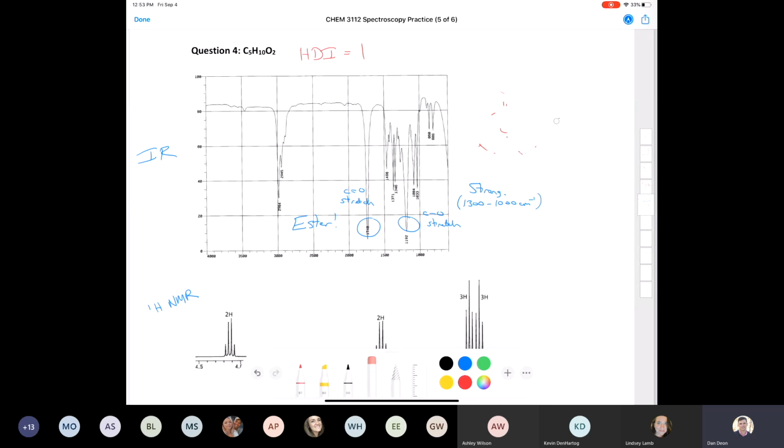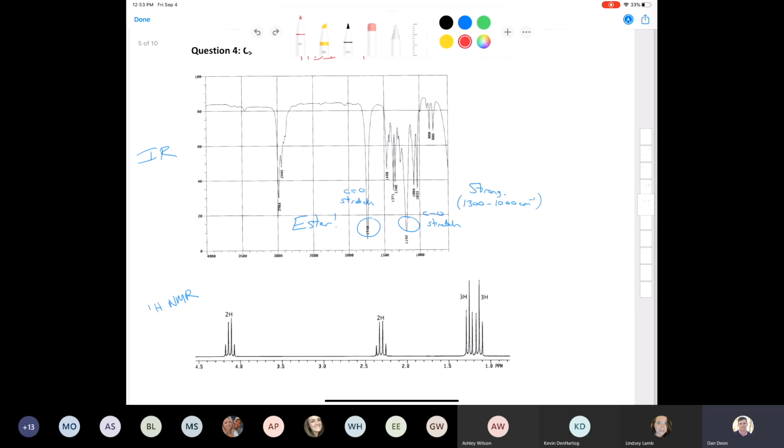It's neither of those. But a better way of doing it, rather than just process of elimination and drawing everything under the sun, would be to examine the NMR. Is there anything that anybody notices about the NMR that might shed some light on what the structure of this ester would be?